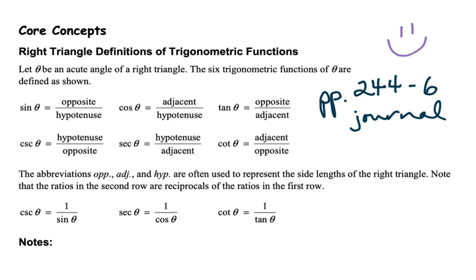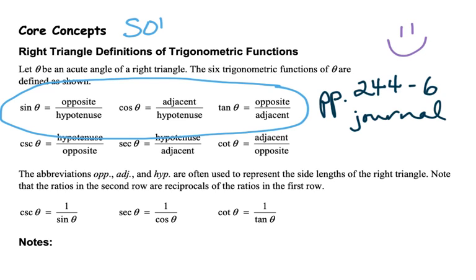Just as a reminder, remember these are what we learned earlier, where we have sine equals opposite over hypotenuse, cosine equals adjacent over hypotenuse, tangent equals opposite over adjacent. Those three are easily remembered by SOHCAHTOA. Okay, so sine opposite hypotenuse, cosine adjacent hypotenuse, tangent opposite over adjacent.